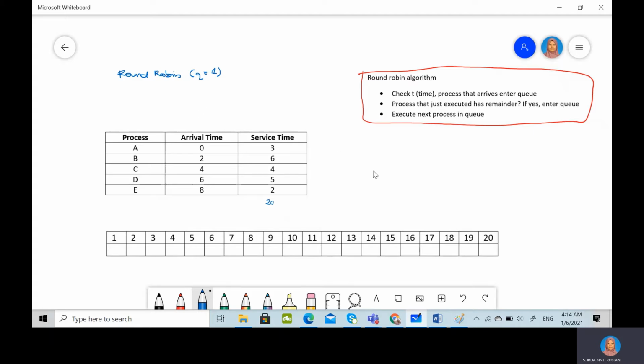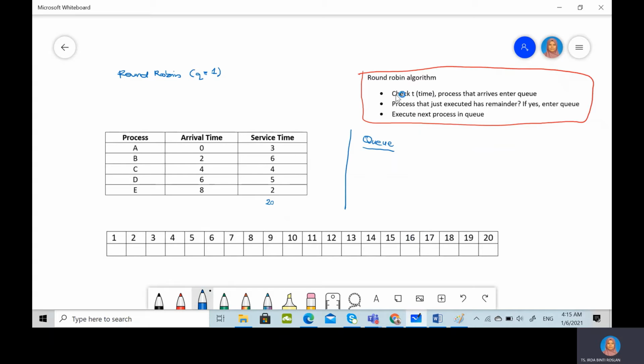For round robin with quantum 1, we need a queue. I try to separate it here. The queue is special and different from other scheduling algorithms. I will explain the algorithm here. So how do we do the round robin?